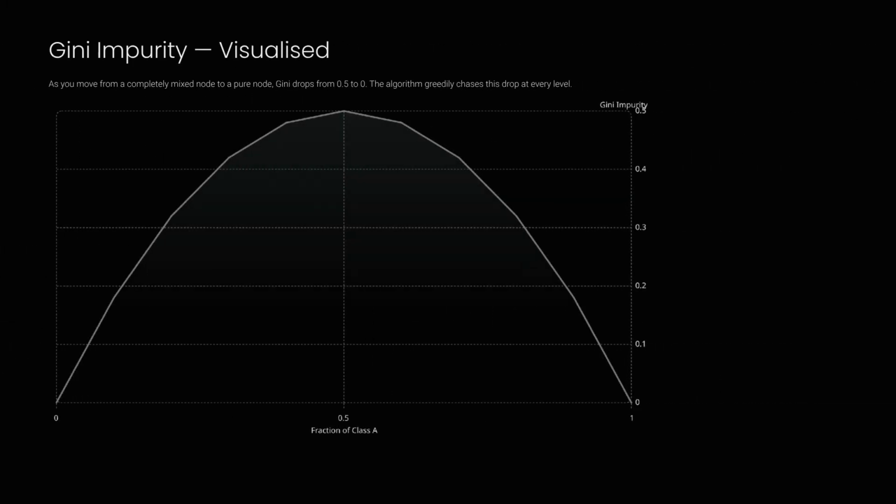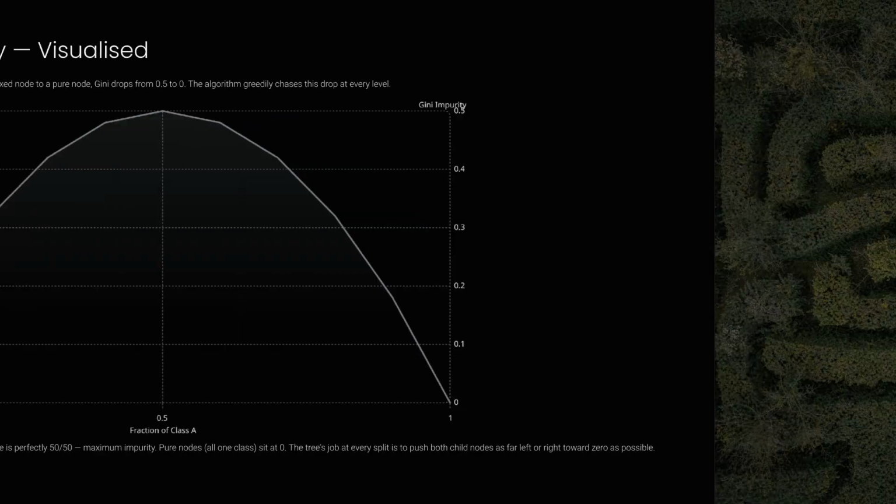Gini impurity drops from 0.5 for a completely mixed node to 0 for a pure node. The curve peaks at 0.5 for a 50-50 mix. The tree's job is to push both child nodes towards 0 impurity at every split.